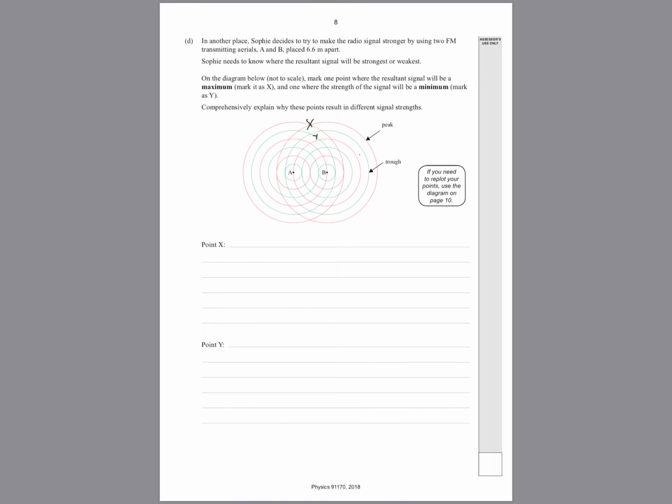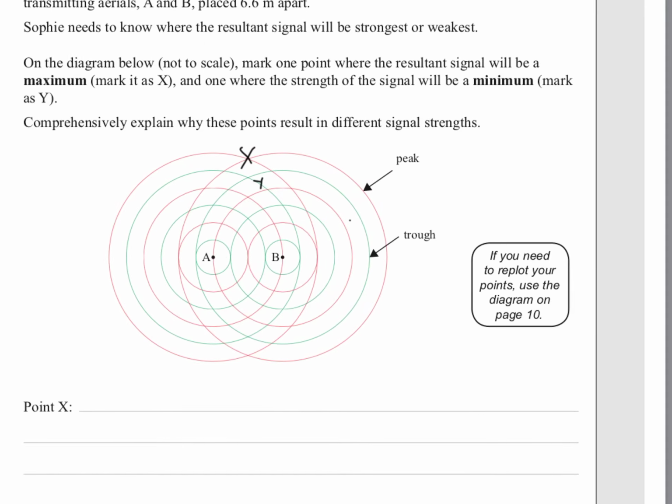Okay, so in another place, if you just try to make the radio signal stronger by using 2 FM transmitting aerials, A and B, placed 6.6 meters apart, Sophie needs to know where the resultant signal will be the strongest or weakest. On the diagram below, not to scale, mark 1 point where the resultant signal will be extremely strong, a maximum, mark it as X, and where the strength of the signal will be a minimum, mark it as Y. Comprehensively explain why these points result in different signal strengths.